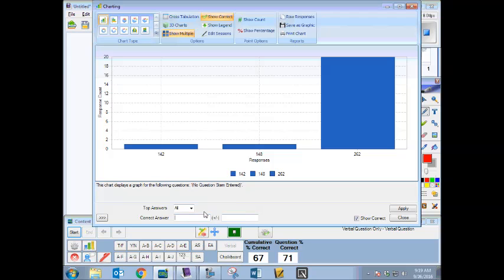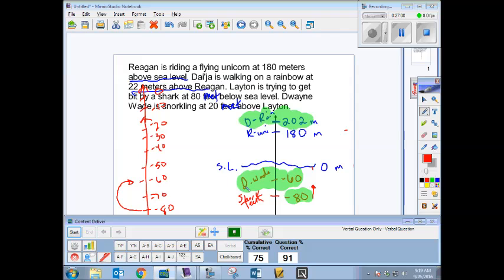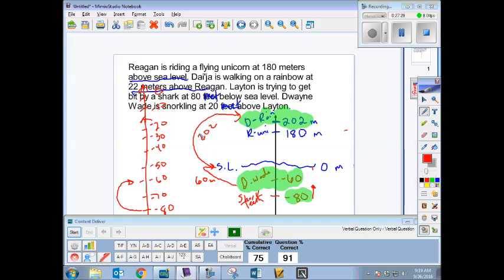Now we had a couple people still missing. It's okay. Let's talk about it. Okay. Once again, Dwayne Wade wants to get to Deja. He wants to go up, and he wants to walk on a rainbow with her. How far is Dwayne Wade going to have to travel just to get back to the top of the water? 60 meters, right, guys? How much farther is he going to need to go to get up to where that rainbow is? Morgan? 202. What am I going to do with those two distances? I'm going to add them together, because that's the total distance he has to travel. So that's where we get 202 plus 60 is 262.